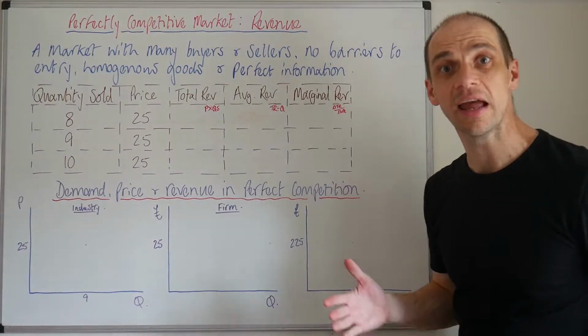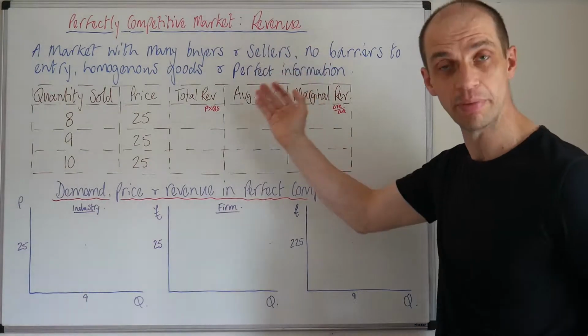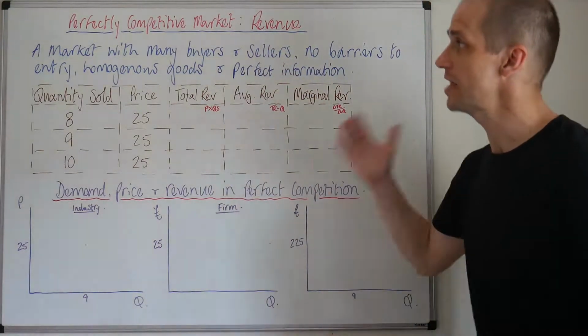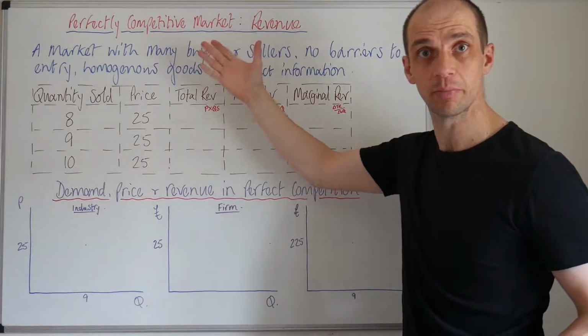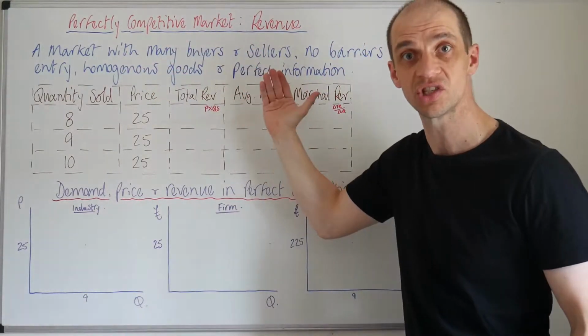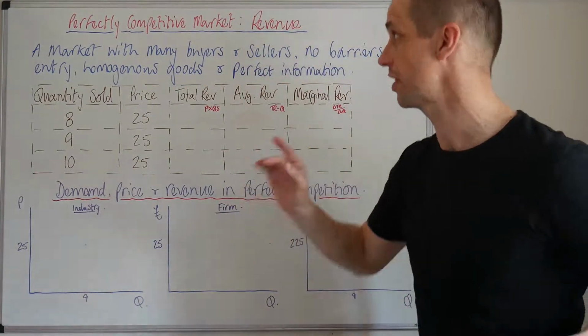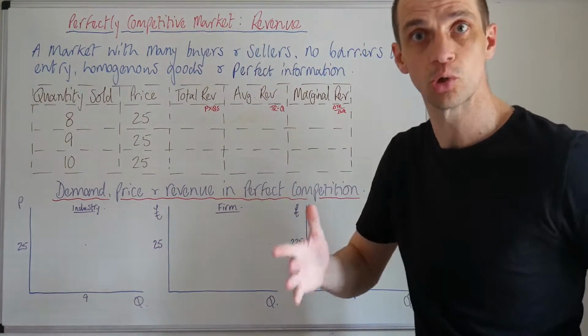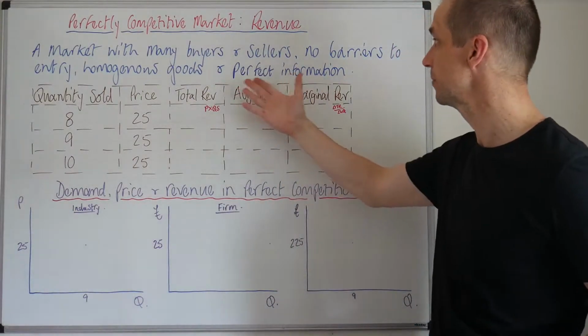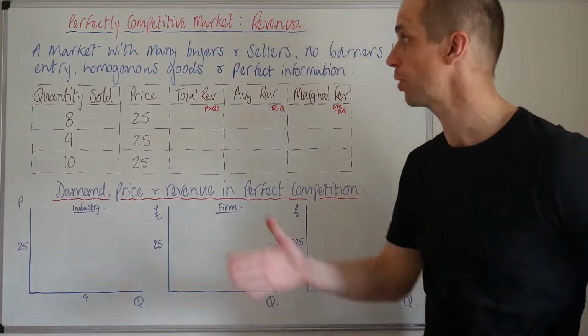Right guys, so let's now look at some revenue calculations for a firm in a perfectly competitive marketplace. Now, when we're talking about a perfectly competitive marketplace, we're talking about a market with many buyers and sellers. There'll be no barriers to entry or exit for that matter. There'll be homogeneous or identical goods, and there will also be perfect information present within the marketplace.